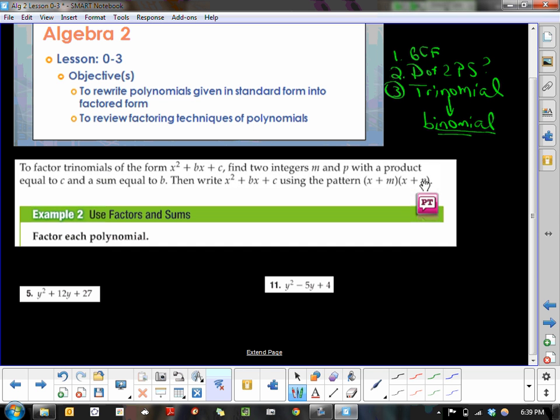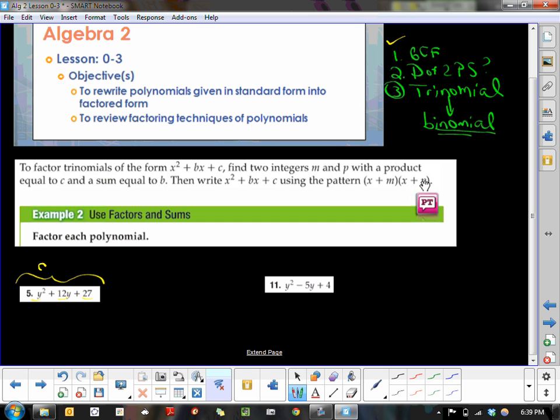Okay, so let's dive into example number 2 here, where I've got question 5. It says we have y squared plus 12y plus 27. So I first have to examine these three elements, these three members of the polynomial. Is there a greatest common factor that I can find in these? Can I take a y out of all three? No, I can't. There's two terms, but I can't take it from all three.